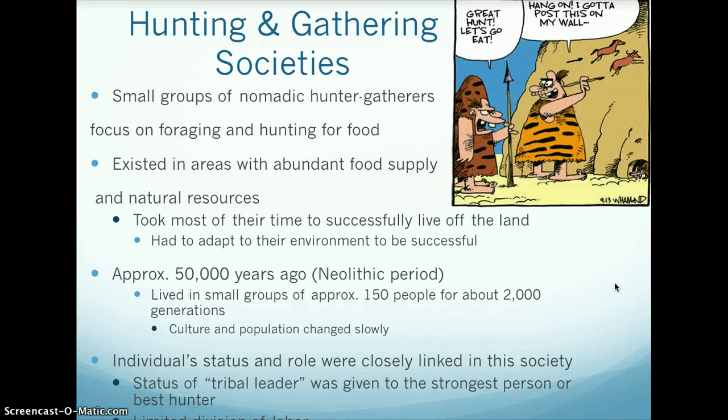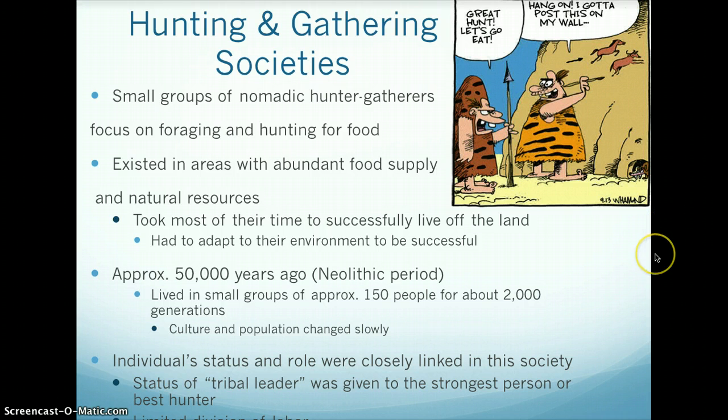They existed approximately 50,000 years ago in what was known as the Neolithic period. They lived in small groups of approximately 150 people, and this continued for about 2,000 generations. Culture and population changed slowly over this time. So if you think about it, you make up one generation, your parents make up another, your grandparents make up a third. So imagine 2,000 generations with essentially the same societal makeup, to give you an idea of how slowly the culture and population changed.